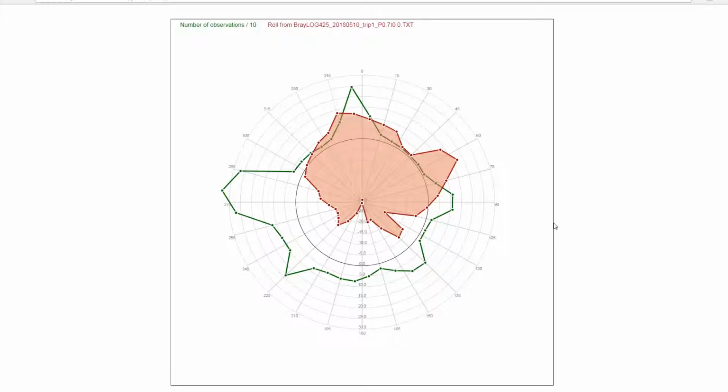So this technique seems to have identified the direction of the wind quite accurately. The green line simply tells me the number of observations in each of the 10-degree bins.